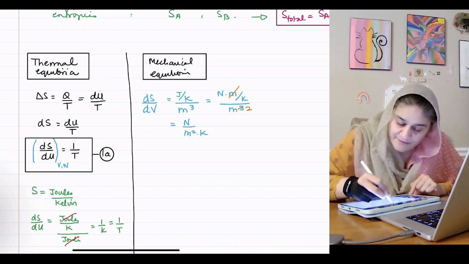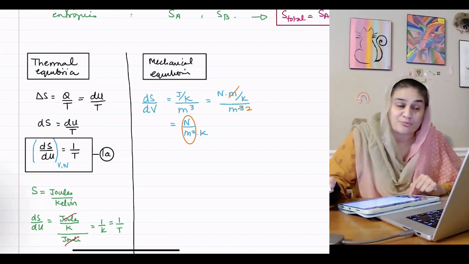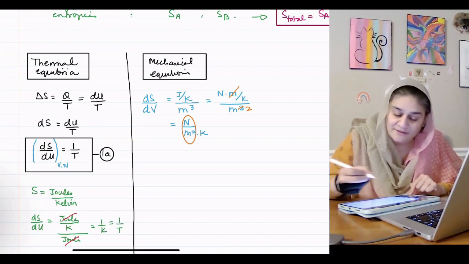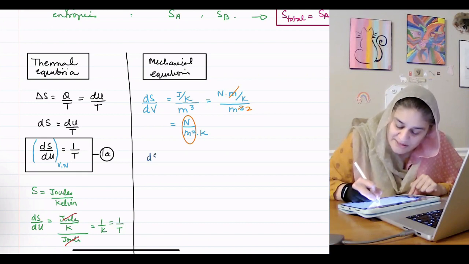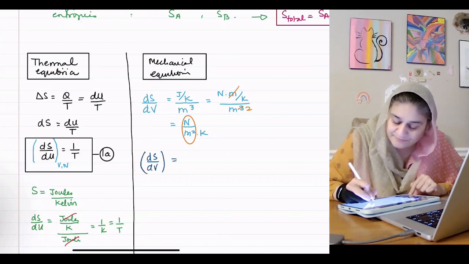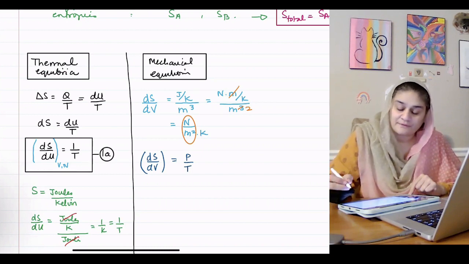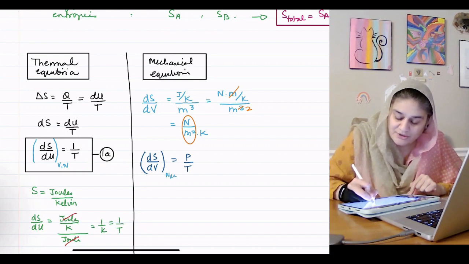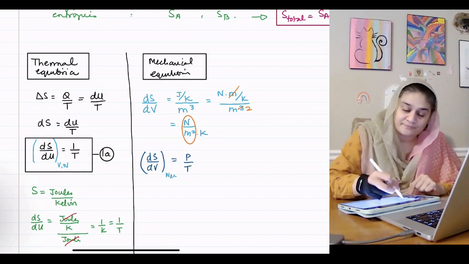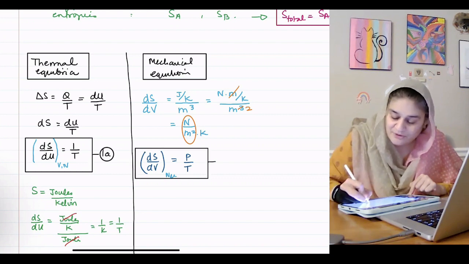Or if I look at this, what is newtons per meter squared? It's nothing other than the units of pressure, times Kelvin. So may I rewrite this expression as dS over dV equals pressure over T. And this is at constant N and constant chemical potential. So I'm going to box this equation. I'm going to call this equation 1B.